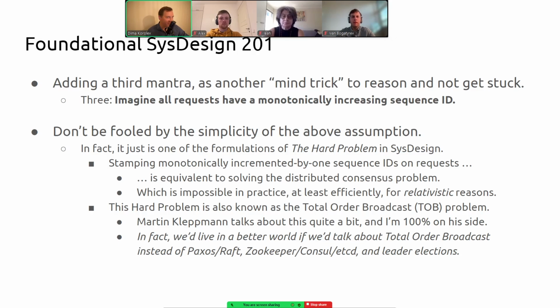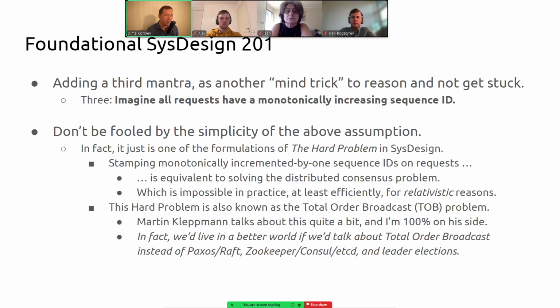There is a third mantra that is another mind trick that is also super helpful. It's far more difficult to implement, but as a mind trick, it still works. And this mantra is, imagine all your requests are stamped with a monotonically increasing sequence ID. So you don't just get requests. You don't just get JSON payloads or gRPC calls. You get the command, the payload, with some index, 1, 2, 3, 4, etc. Ideally, imagine there are no skips. So you know for a fact that after 1 is going to be 2.